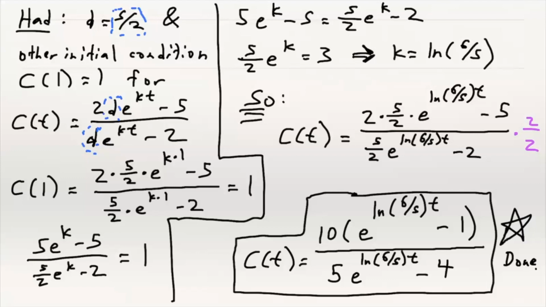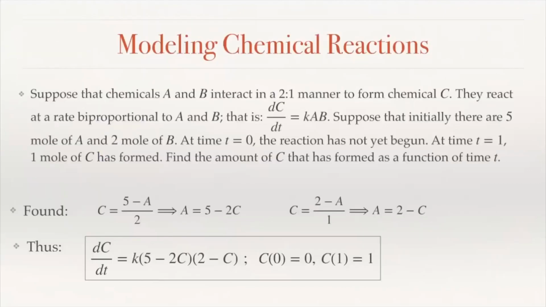Let's do a quick check and make sure it checks out. So initially, there had to be no C. And if we plug in time t equals 0, we have 1 minus 1 is 0. Okay, and how much C does there need to be as the chemical reaction progresses over time? Well, it was in a 2-to-1 manner. Initially, there were 5 moles of A and 2 moles of B. So those 5 moles of A could become at most 5/2 moles of C. And the 2 moles of B could become at most 2 moles of C.